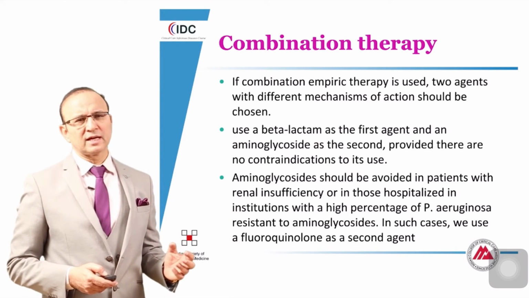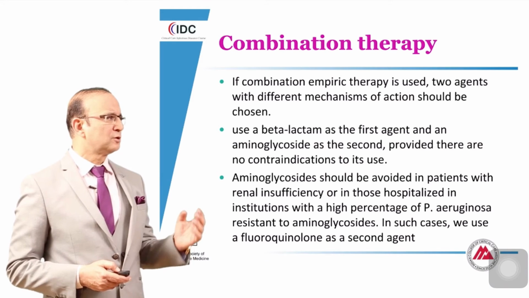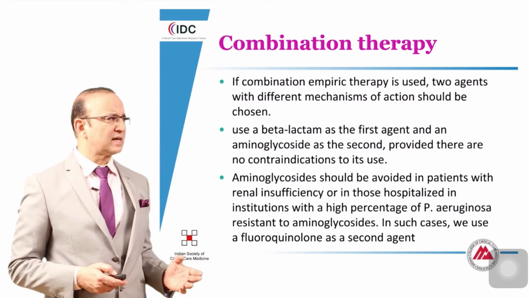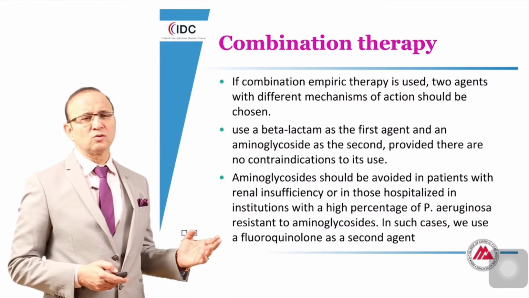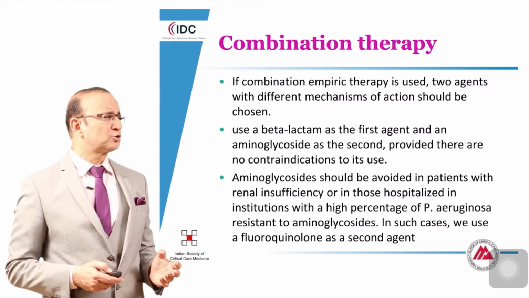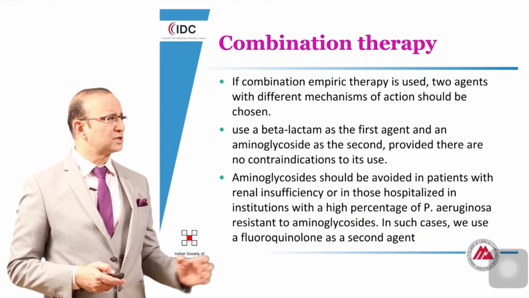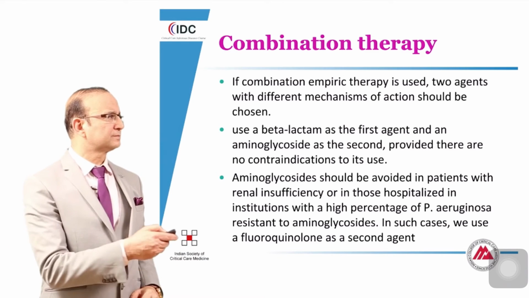If combination therapy is used, two agents with different mechanisms should be used. Use a beta-lactam as the first agent and an aminoglycoside as the second, provided there are no contraindications to its use. Aminoglycoside should be avoided in patients with renal insufficiency. This is all I'm talking about, a susceptible organism.